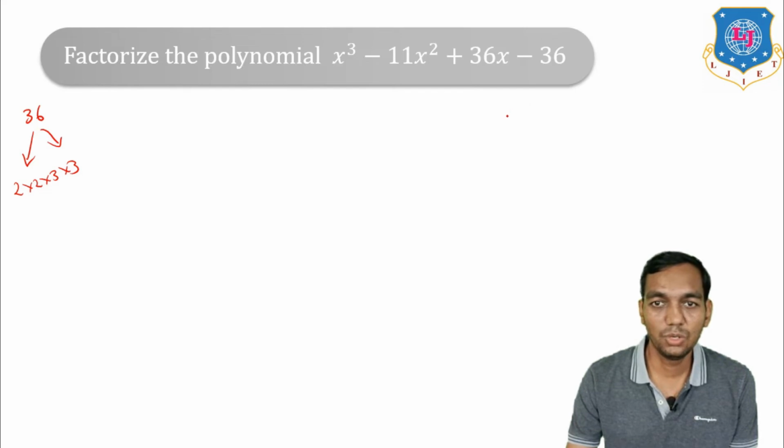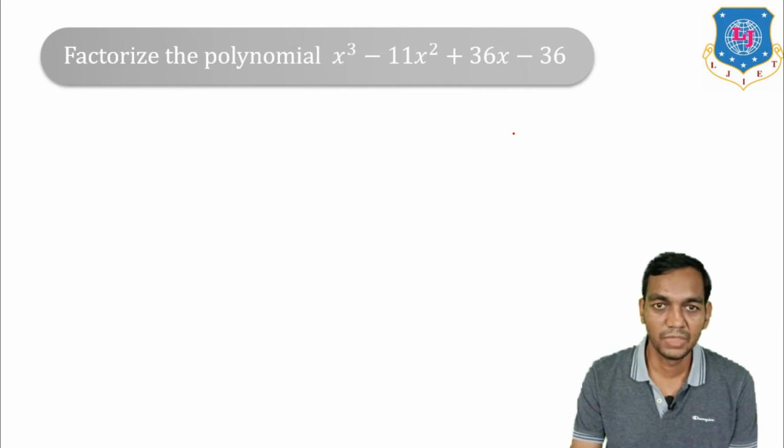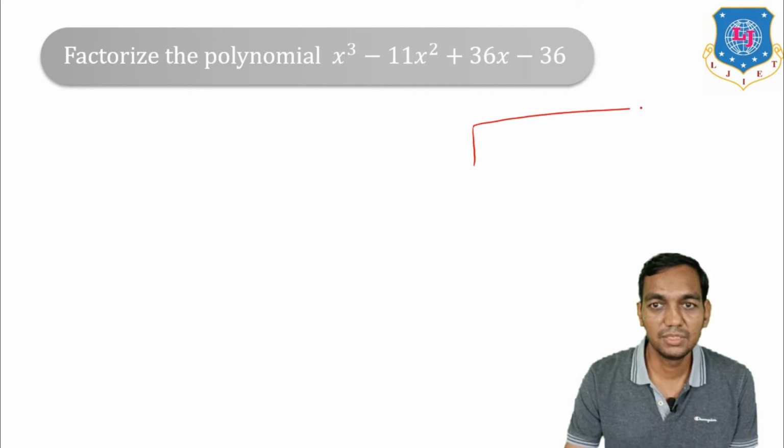So now you have to start with trial and error. So first you have to put x is equal to 2, then minus 2, then 3, then minus 3, and you have to go in that manner. But instead of that, we are going to use the method of synthetic division. In the method of synthetic division, we are starting with the coefficients. So x cube has a coefficient 1, x square has a coefficient minus 11, x has a coefficient 36, and the constant term is minus 36.